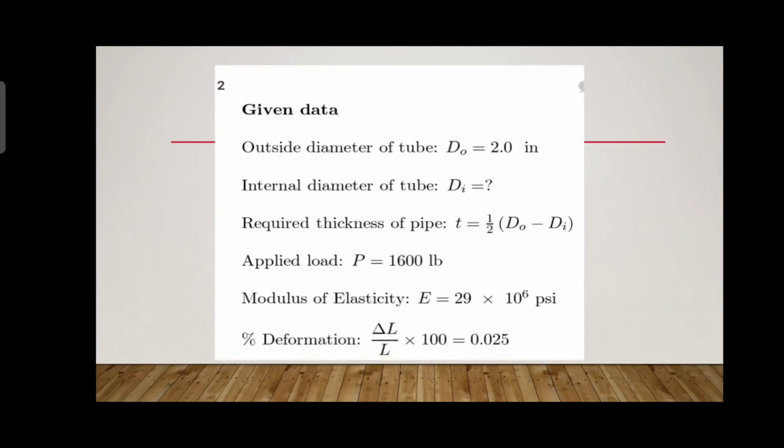So the second step is to indicate the given data. Outside diameter of tube, DO equals 2.0 inches. Internal diameter of tube, DI, is undetermined. Required thickness of pipe, T equals 1/2 (DO minus DI). The applied load is P equals 1,600 lb. Modulus of elasticity, E equals 29 times 10 to the power of 6 psi. And percentage deformation is delta L over L times 100 equals 0.025.